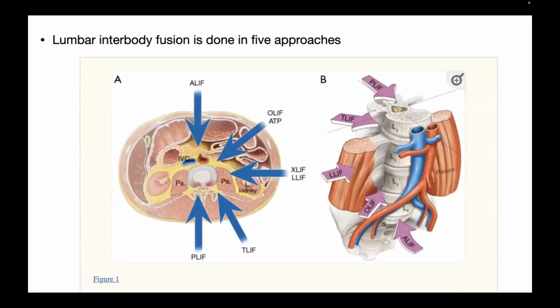Coming to approaches, lumbar interbody fusion is done through 5 approaches. Mainly, it is reached anteriorly, through oblique lumbar interbody fusion, which is just anterior to the psoas approach, lateral lumbar interbody fusion or extreme lateral interbody fusion, and most commonly it's approached posteriorly and through transforaminal routes.